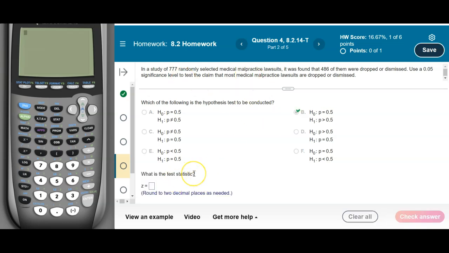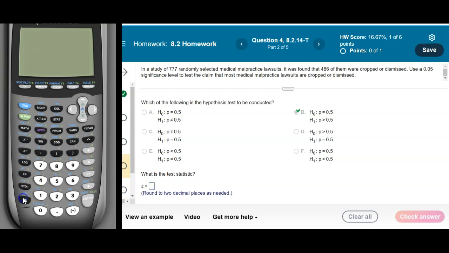Once we get the test statistic, the p-value, all that stuff, we're running the test to get that. So to run the test, I'm going to hit Stat, come over to Test. This is a one prop Z test, proportions prop. So this is a test about a proportion. The claim value is, again, most, the claim that most, that's 50%, so 0.5. And then it wants to know what is X and what is N. So X is the smaller of these two numbers, 486, and N is the 777.